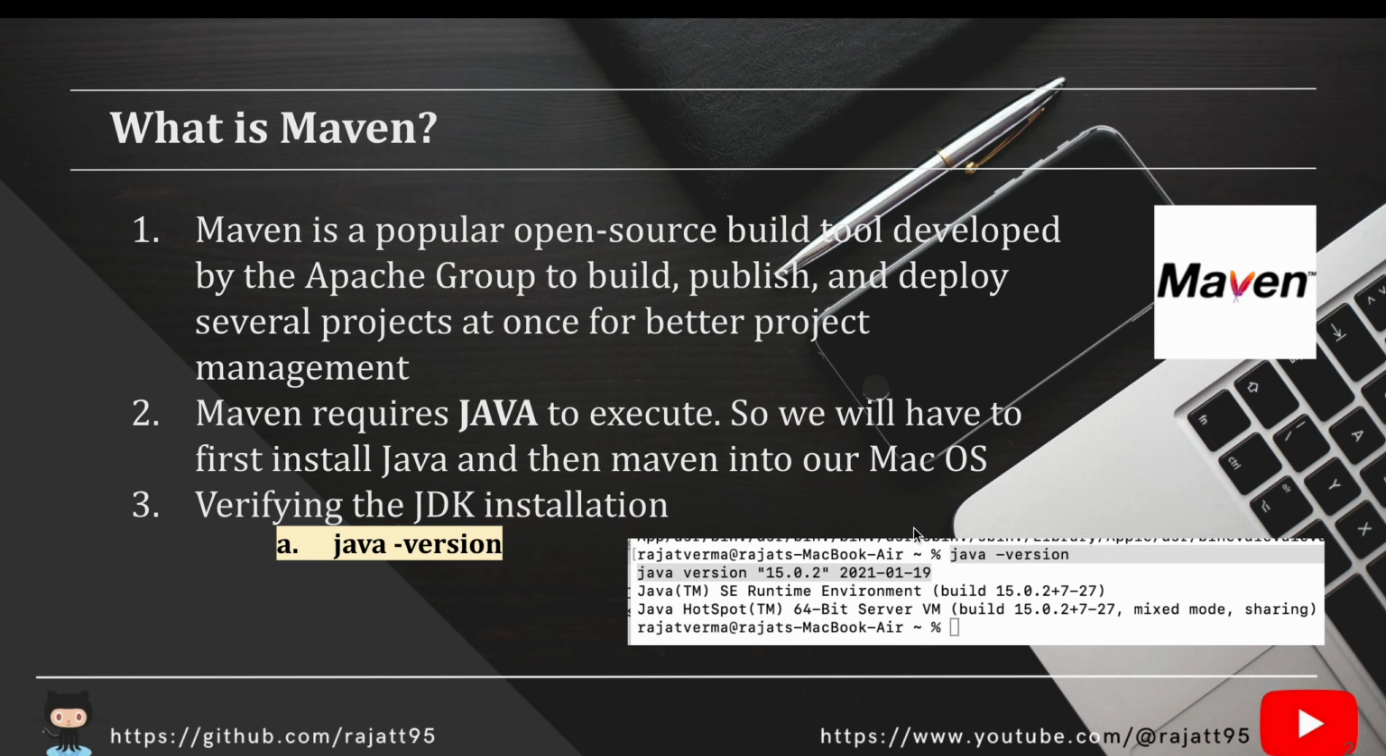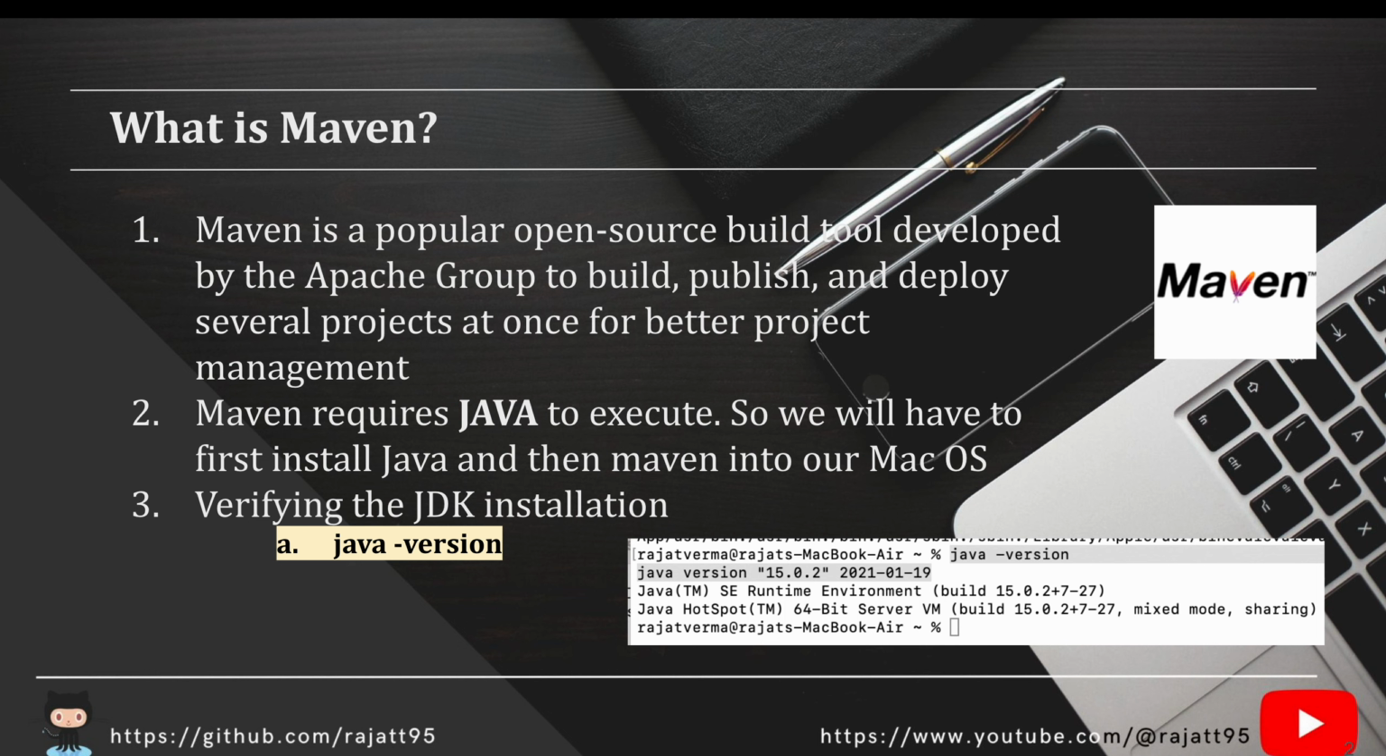So what is Maven? Maven is basically an open source build tool that is developed by the Apache group. Maven is used to build, publish, and deploy several projects at once for better project management. We'll have a separate session for understanding Maven, like how we can use Maven in our test automation projects.